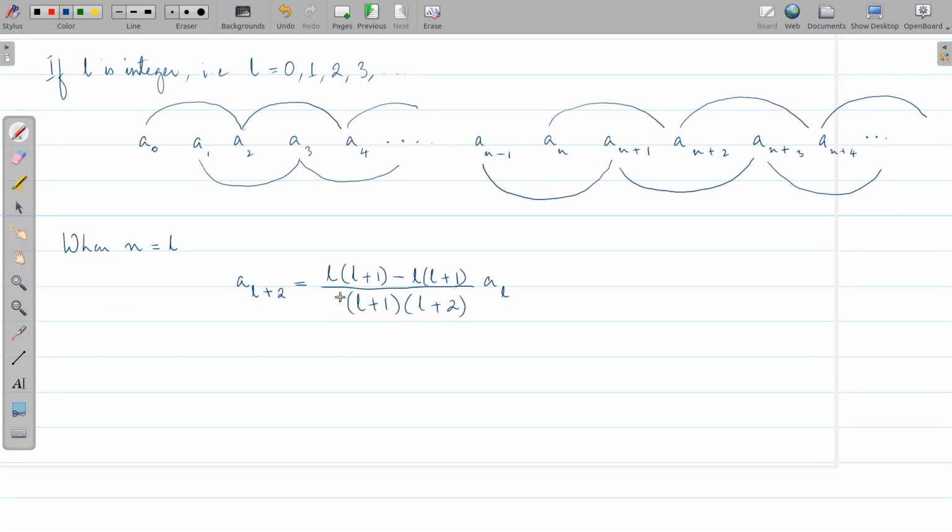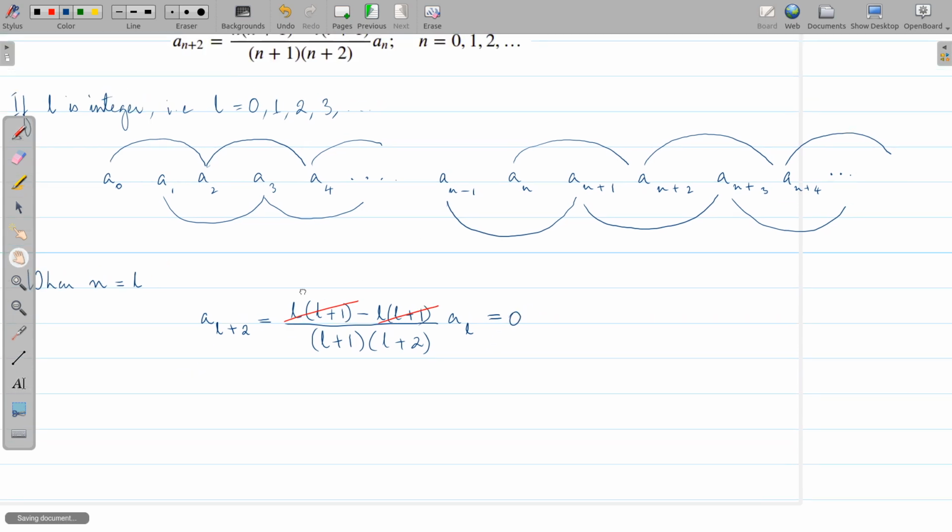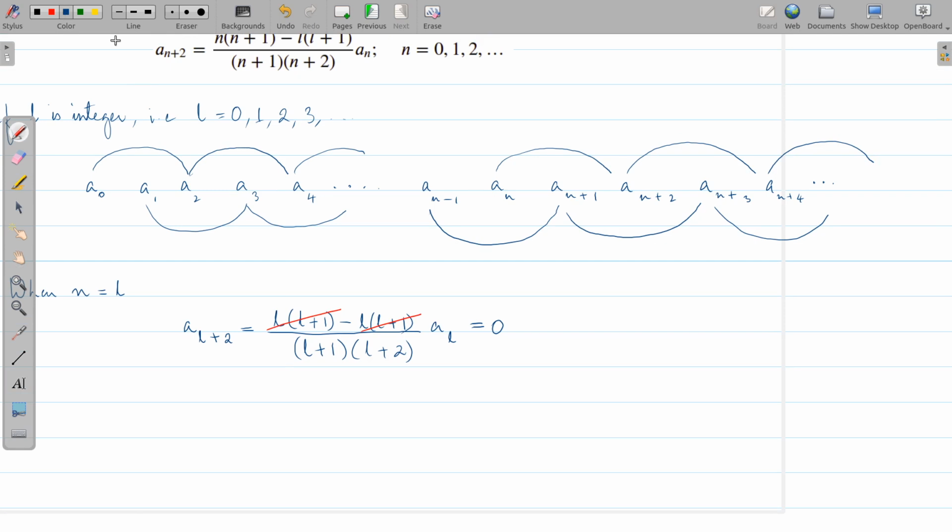What will this become? This will become 0, right? Because these two cancel out, right? So AL plus 2 is equal to 0. So when n is equal to L, let us say this here, n is equal to L, this is non-zero, this is non-zero, but we see from here, this is n is equal to L plus 1, here it is L plus 2 and so on.